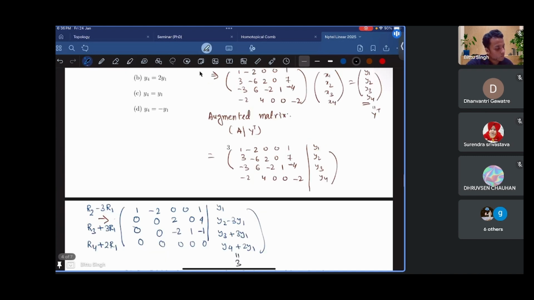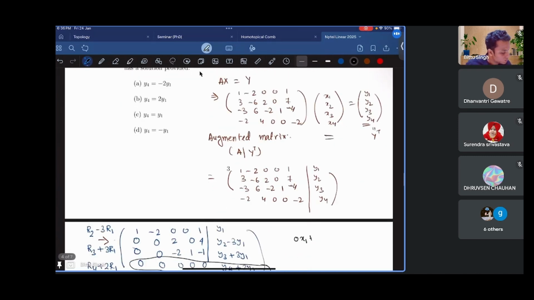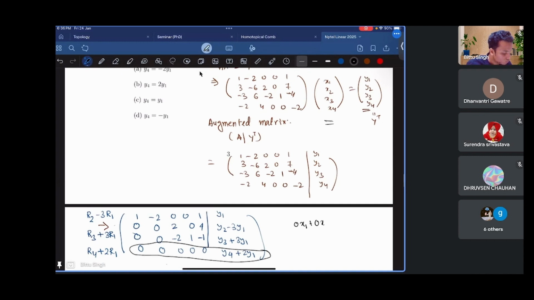So from this equation we are getting an equivalent equation, but here the left side is 0 and the right side is 3. So 0 equals 3. We are considering the last equation. So what is the last equation? The last equation is 0 times x1 plus 0 times x2 plus 0 times x3 plus 0 times x4 plus 0 times x5 equal to y4 plus 2y1.